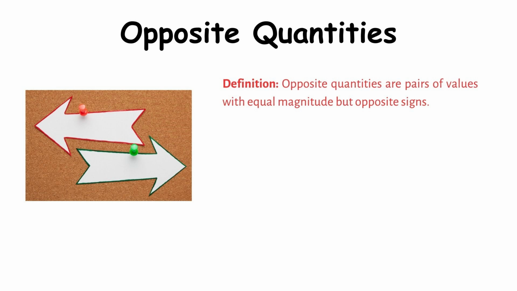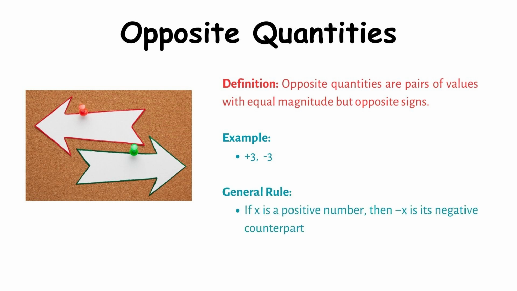Opposite quantities. The concept of opposite quantities refers to pairs of values that have equal magnitude but opposite signs. In mathematics, this means that for every positive quantity, there exists a corresponding negative quantity that represents the opposite value. For example, +3 and -3 are opposites. More generally, if x is a positive number, then -x is its negative counterpart.